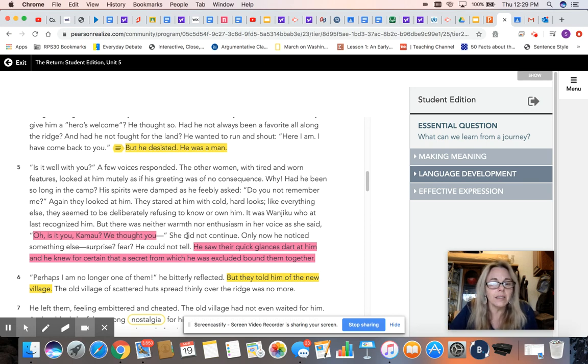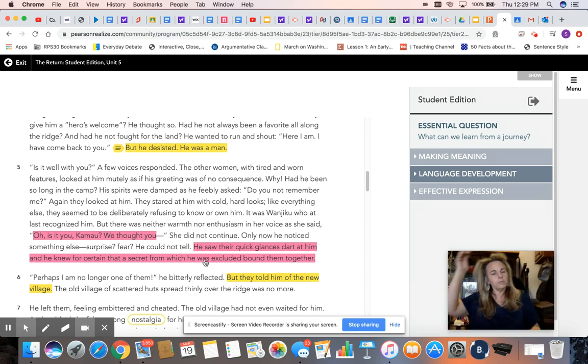And he says he could not tell. He saw their quick glances dart at him. So when people are talking about you and you walk up and then they all quit and they all look at each other. Or something's happened and you don't know and they know you don't know. And so they're all looking at each other like, oh my God, did he hear us? That's what's going on here. And he knew for certain that there was a secret. So he knew something was up, something had changed, and had influenced why his reception, him being welcomed back, was not what he thought it should be.